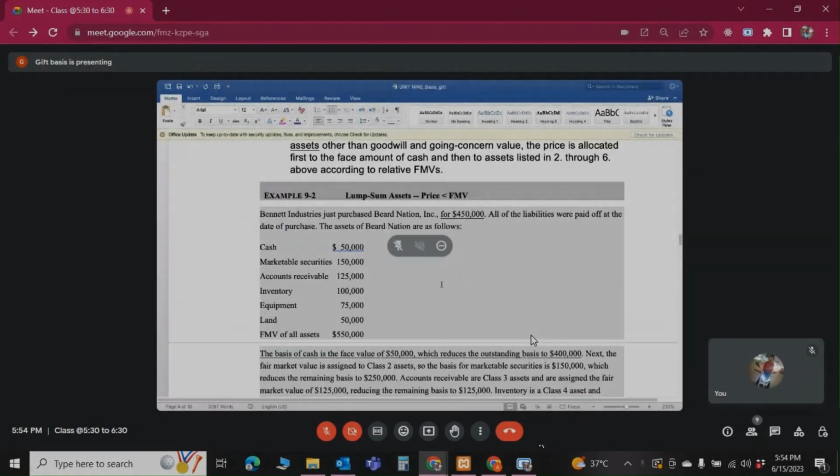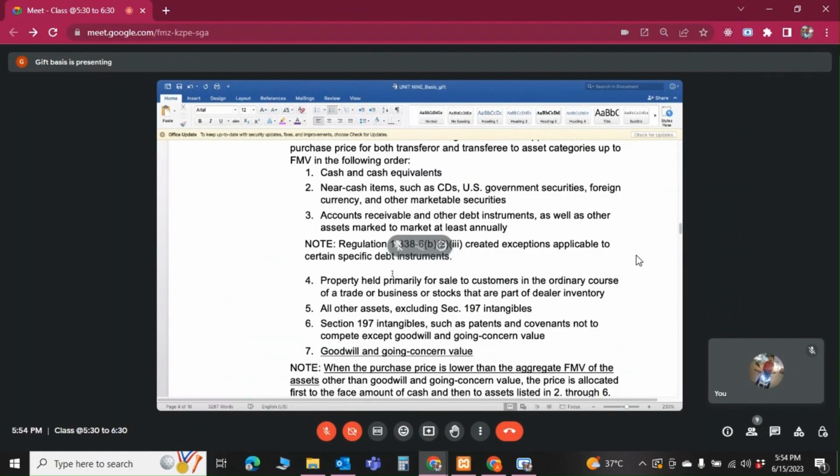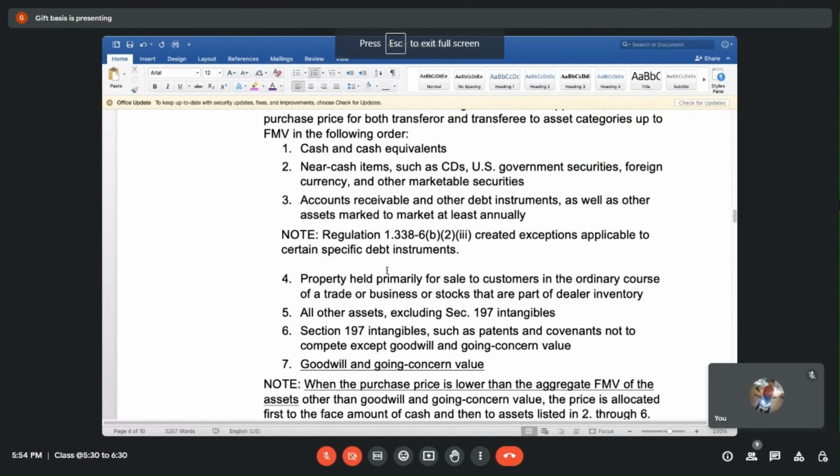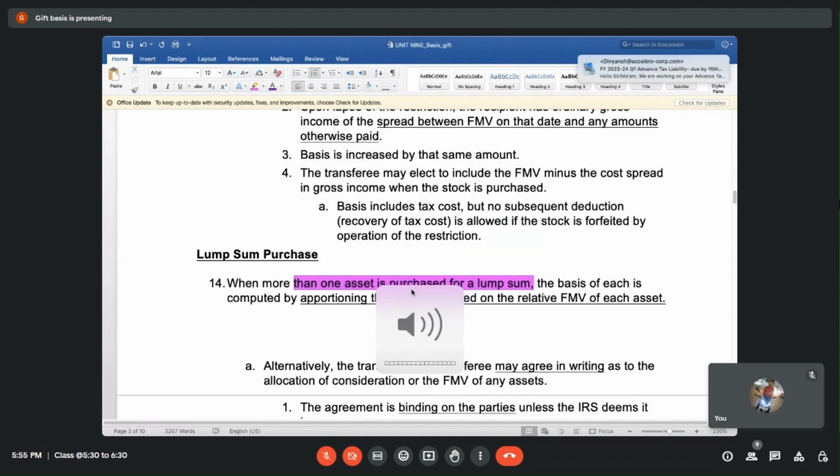We stopped here, right? What is the lump sum? What is the residual value and all? Anurag, do you remember what kind of order we need to follow to get to the residual method? It is relevant to goodwill, right? And how is it being calculated? When the purchase price is lower than the aggregated fair market value of the assets other than goodwill.